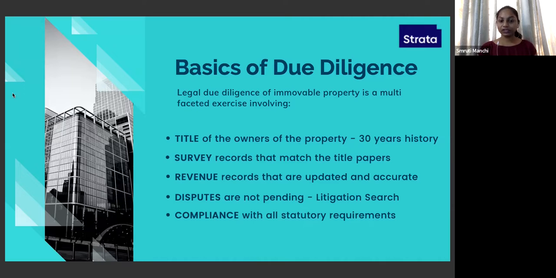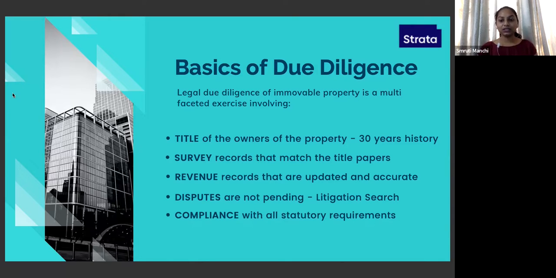Here we speak of title, survey, revenue, disputes, and compliance. Let me go into each of them in very, very little detail because that's what we'll be capable of doing. Due diligence is generally such a detailed process, and you will have to be so diligent in going through each thing, because every little paper, every little document or record that you are verifying can have a huge impact on what the title of the property is.